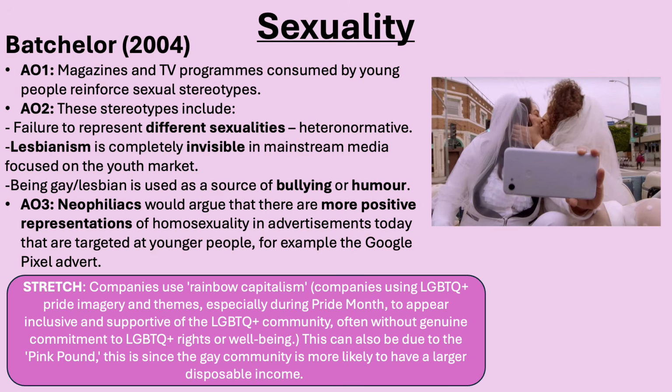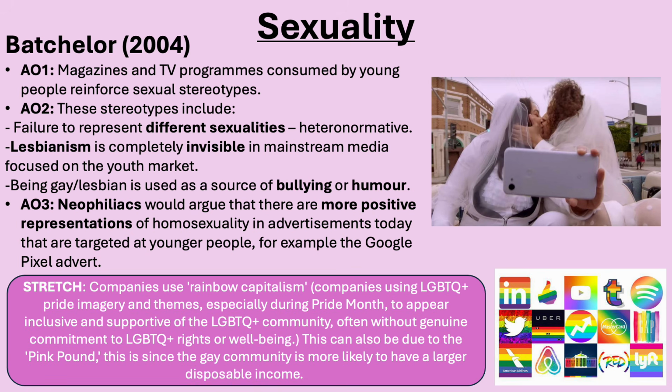However, it can be argued that companies use rainbow capitalism. Companies use LGBTQ plus pride imagery and themes, especially during Pride Month, to appear inclusive and supportive of the LGBTQ plus community, often without genuine commitment to LGBTQ plus rights or well-being. This can also be due to the pink pound.